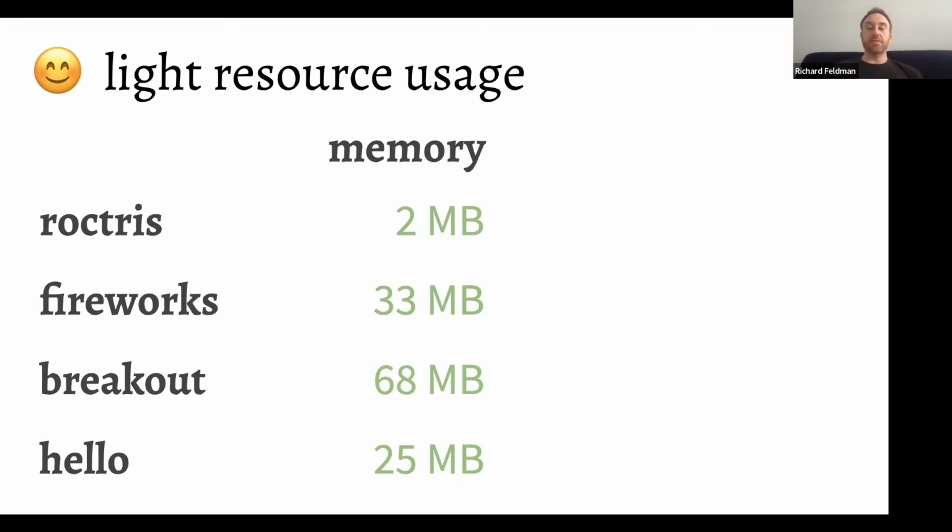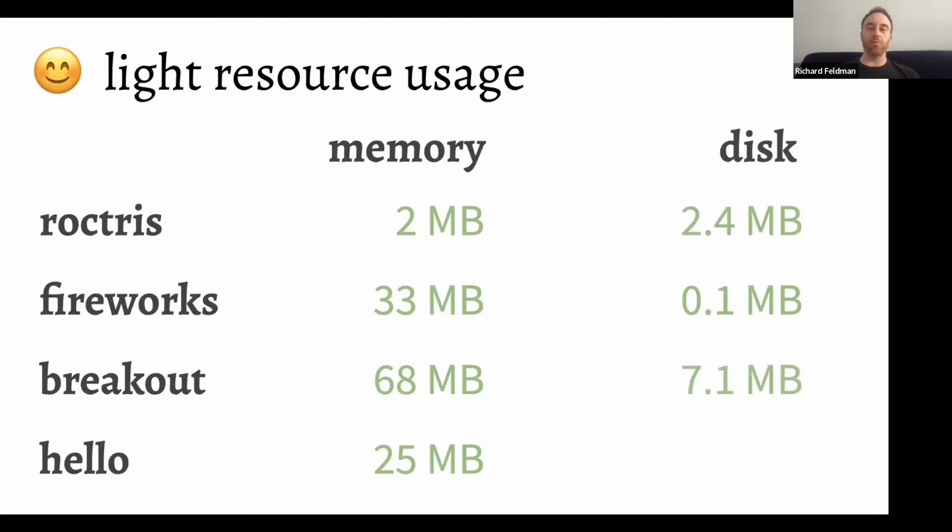You might notice there's a pretty big difference between Hello and Breakout, and you might be wondering how much of that is all the additional graphics stuff that Breakout is doing versus how much of that is the Rock application code. And we actually have a pretty easy way to get a proxy for what that is, which is by looking at the size on disk. So Rocktris size on disk 2.4 megabytes. Fireworks was actually 0.1 megabytes. It was like 100 kilobytes. Breakout was 7.1. Hello was also 7.1.